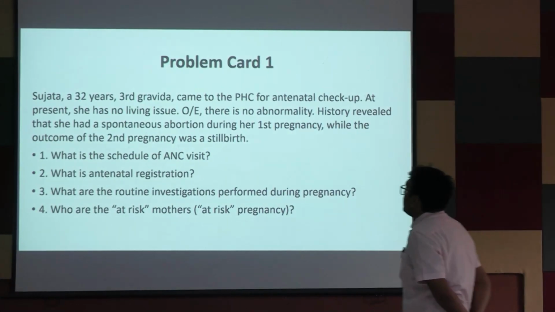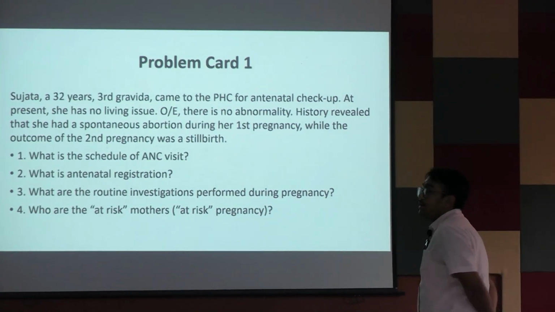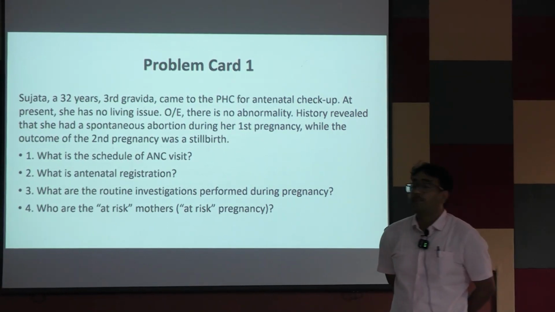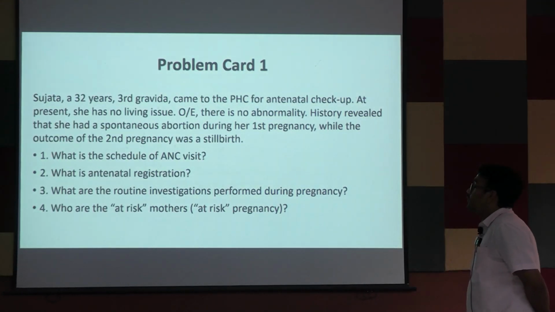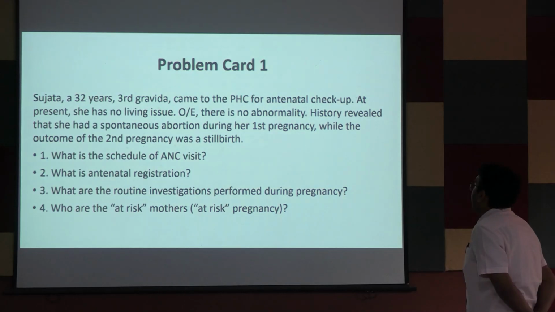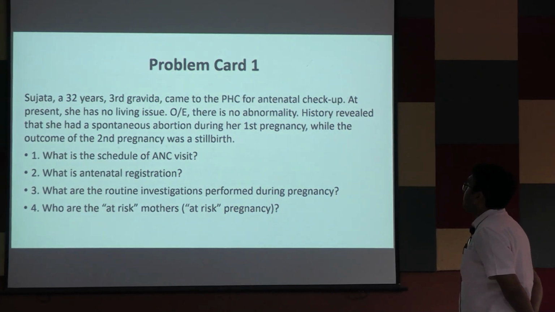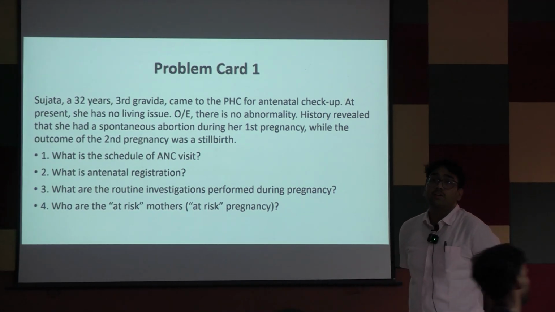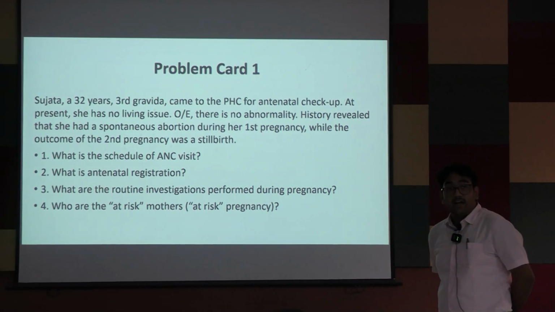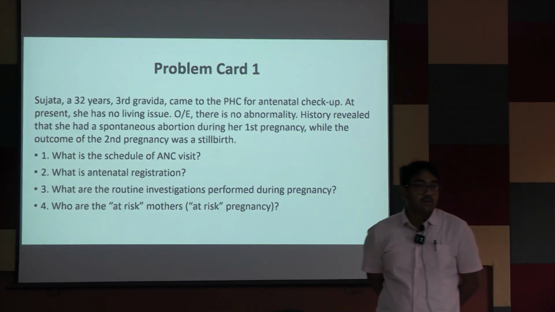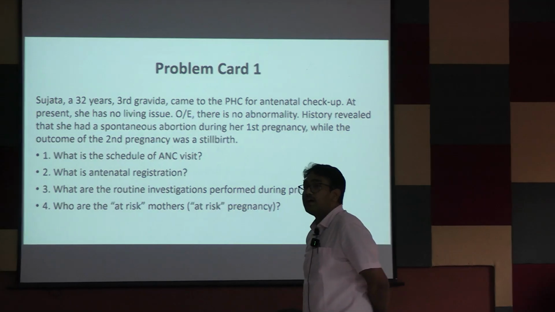Sujata, a 32-year-old third gravida, came to the primary health center for antenatal checkup. At present, she has no living issue. On examination, there is no abnormality. History revealed that she had a spontaneous abortion during her first pregnancy, while the outcome of the second pregnancy was a stillbirth. So even though she has no living issue, this is her third parity.